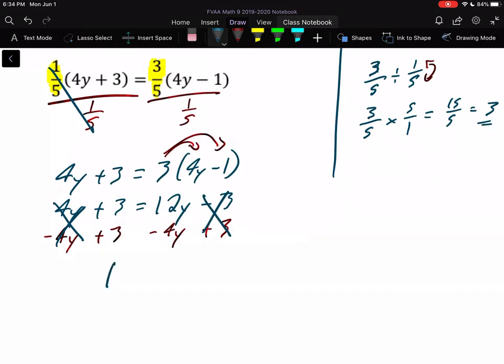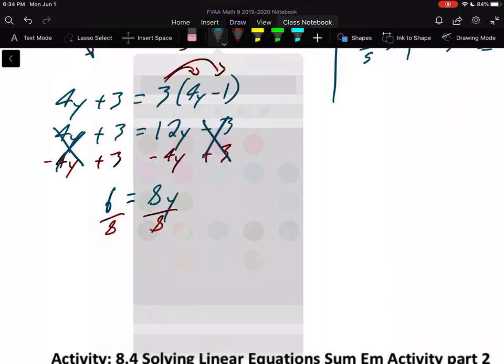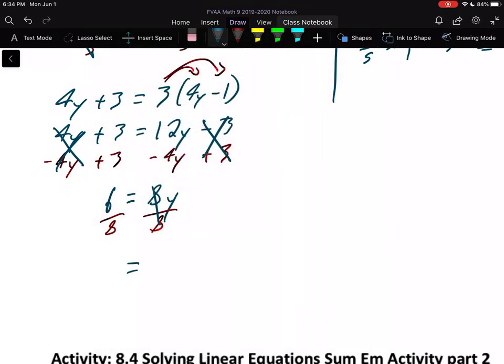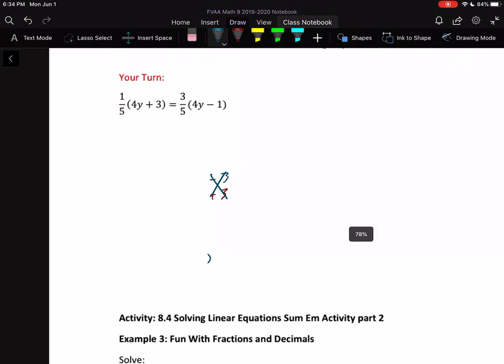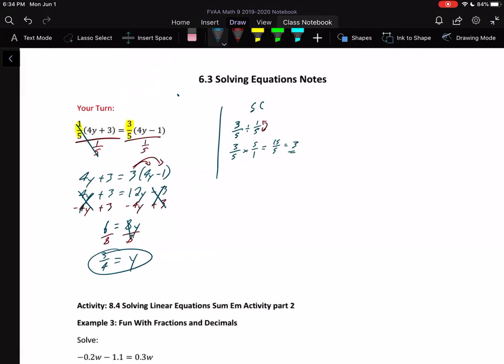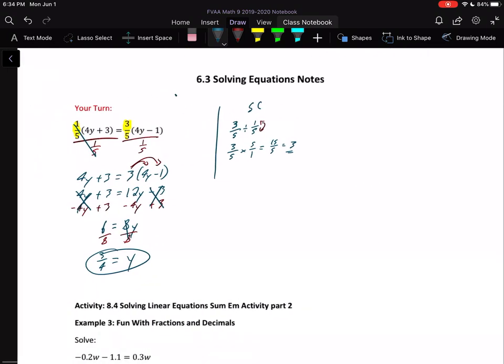And that's going to give me 6 is equal to 8y, divided by 8, divided by 8. And of course, we want to simplify that fraction. So y is equal to 3/4. Okay, hopefully that's what you got. All right, you can even have side calculation here. There's lots of space in this question for you to give that a shot.